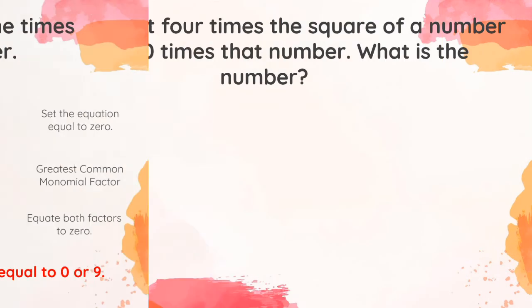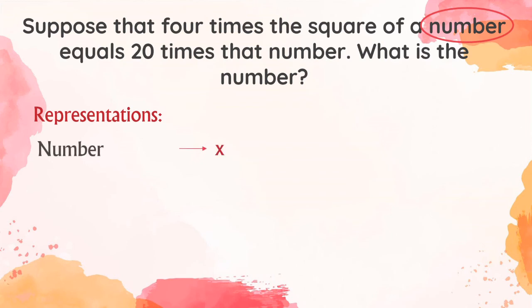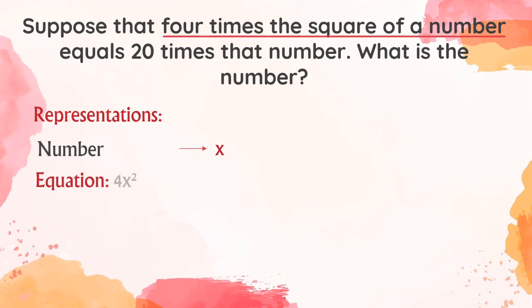Fourth problem. Suppose that 4 times the square of a number equals 20 times that number. What is the number? Representations ulit tayo. Ang pinag-uusapan lang dyan na value ay number lang. So let us represent the number as x. For the equation, 4 times the square of a number, edi 4x squared equals 20 times that number. 20 times that number is 20x. Same number pinag-uusapan kaya hindi tayo nagbago ng variable. So that's the equation. Let us set this as equal to 0.